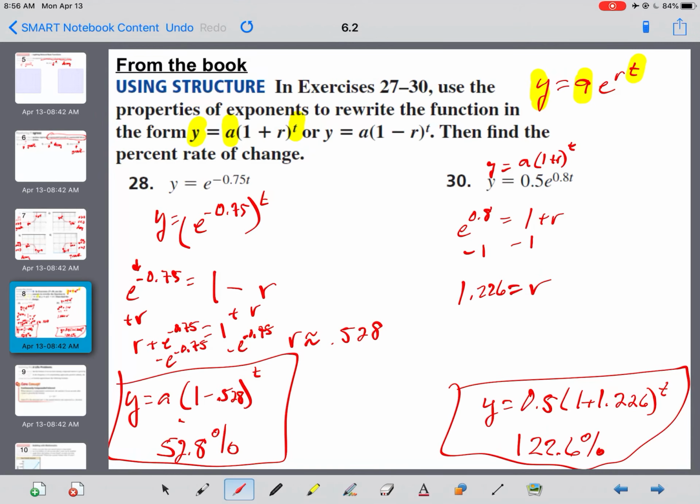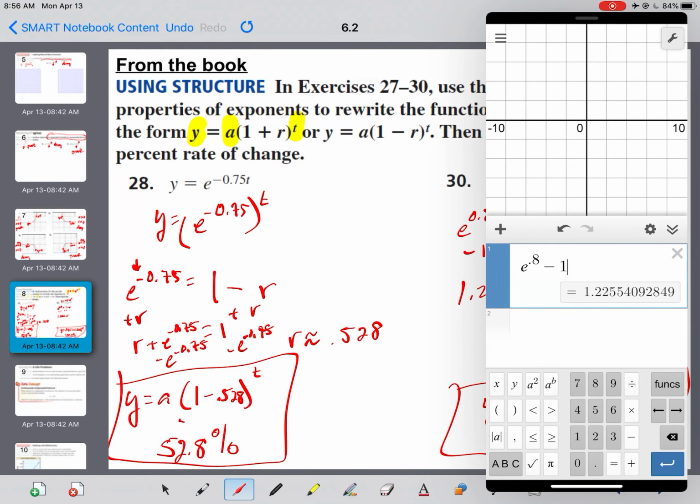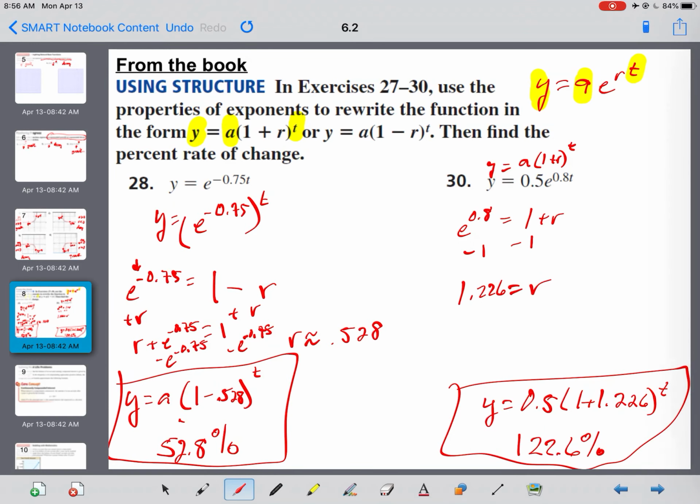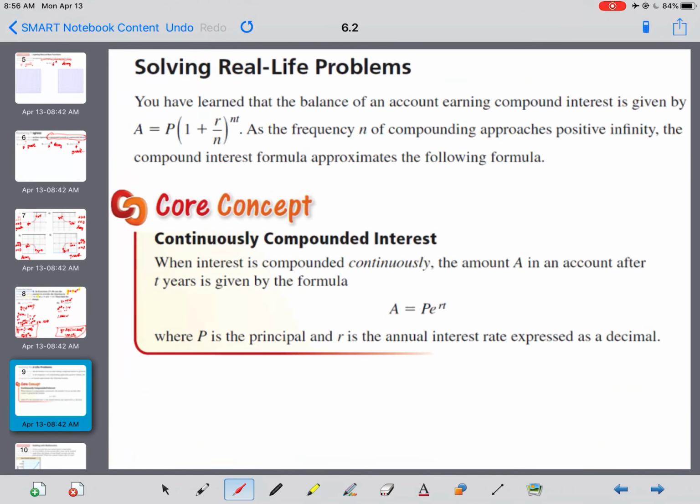And let's look at, what is e? Excuse me. If I added 1 to that, it'd be 2.226. So what is e to the 0.8? 2.226. There we go. Comes out good.